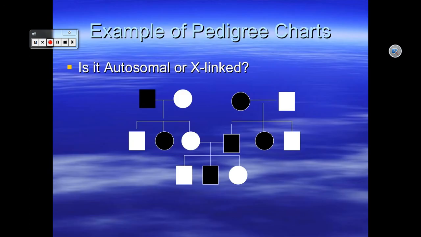Alright, so here is an example. Is this pedigree autosomal or sex-linked? Look back and look at your rules. Look at the ones that are shaded. This one, this one, this one, this one, this one, and this one. Out of those, count how many are male. 1, 2, 3. How many are female? 1, 2, 3. If it's 50-50, then that means the trait is autosomal.